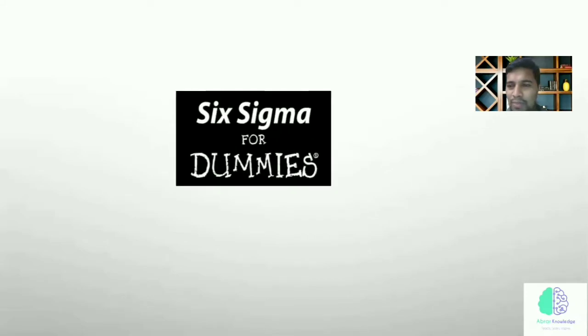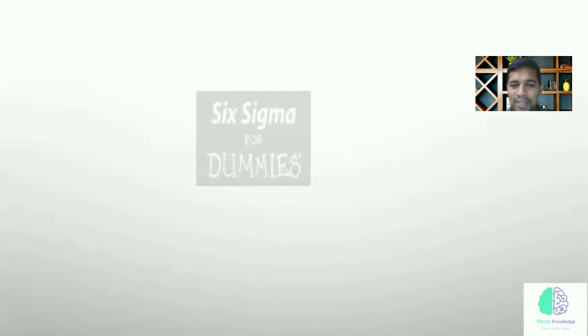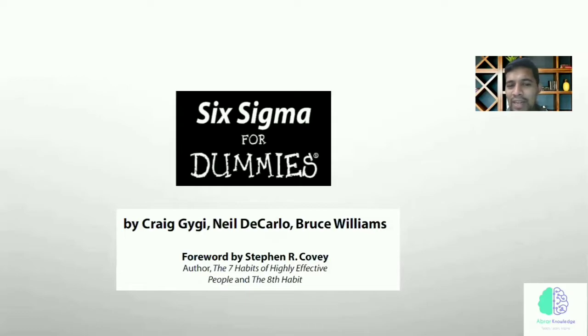So Six Sigma for Dummies is the book name, and the authors are Craig Gygi, Neil DeCarlo, and Bruce Williams. The foreword is by Stephen R. Covey, one of my favorite authors, who is also the author of The Seven Habits of Highly Effective People and The Eighth Habit, and so on.